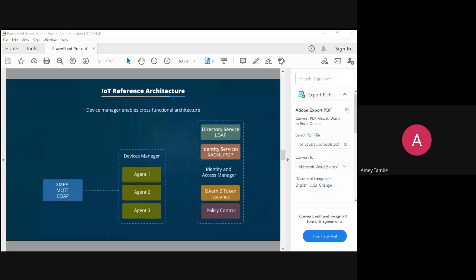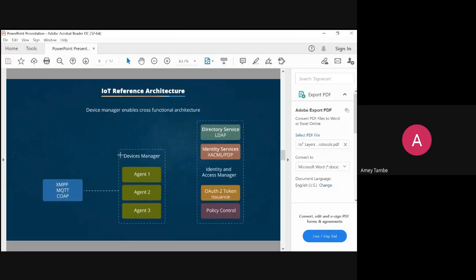So, as we were discussing the device manager and what exactly the cross functional architecture is. Now, when we say cross functional architecture, what does it mean? A device manager is responsible for connecting your device, having a correlation with different types of communication protocols, and it is also responsible for managing identity and access. So it is giving us different functionality on one platform. That's why it is a cross functional architecture.